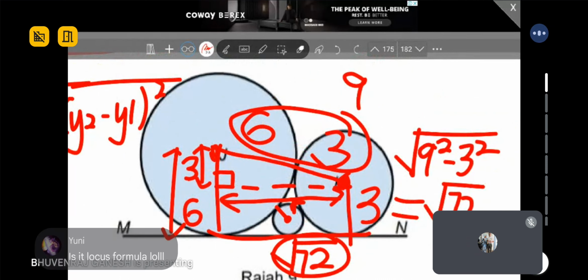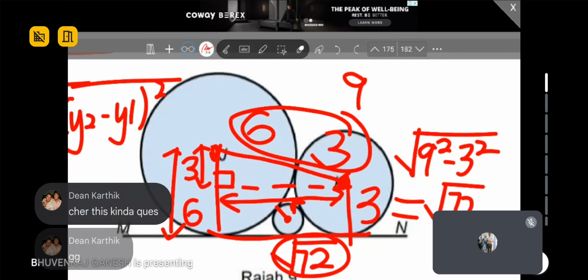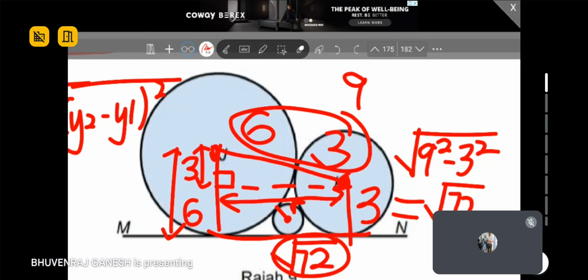So now the thing is, is it the locus formula? Yes, you can think of locus. So what about it? The concept is not wrong. So how do you want to relate it? It's not GG. You must think how to relate the surd 72, guys. That's the most important concept. How am I going to relate the surd 72? Macam mana saya boleh hubungkan surd 72 ni?